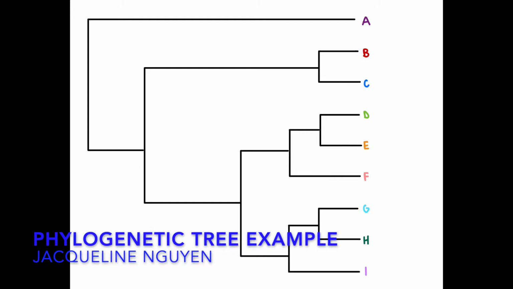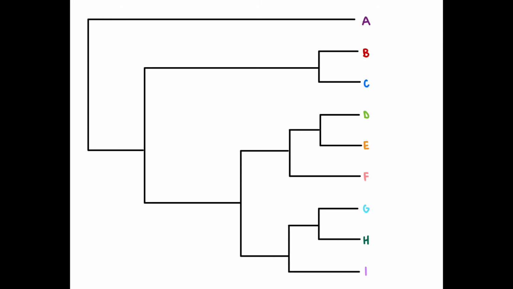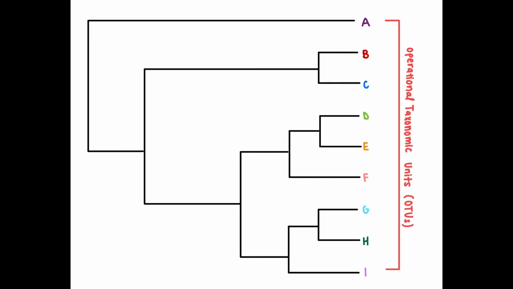In this video, we will be conducting a phylogenetic tree using household spices and herbs. A phylogenetic tree is a map that shows the genetic relationship or similarities between different organisms. Organisms that share a more recent common ancestor are more closely related and therefore are placed closer together on the map. Each organism used in the tree is called an operational taxonomic unit, or OTU.